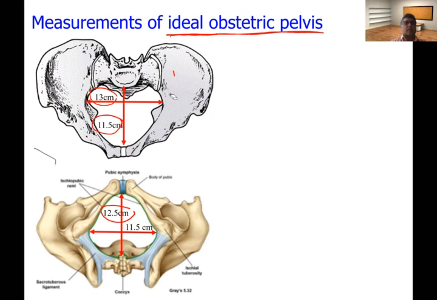So that's an important point to remember, which we can check in MCQs even, and not the exact value. It is that the transverse diameter is more than the anteroposterior diameter in the inlet, and the anteroposterior diameter is more than the transverse diameter in the outlet.